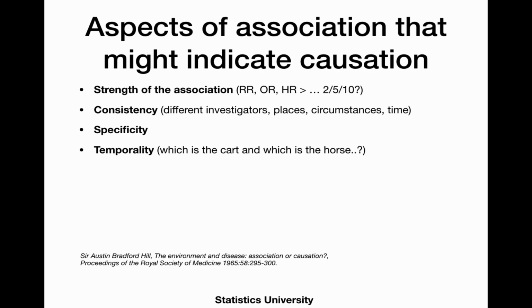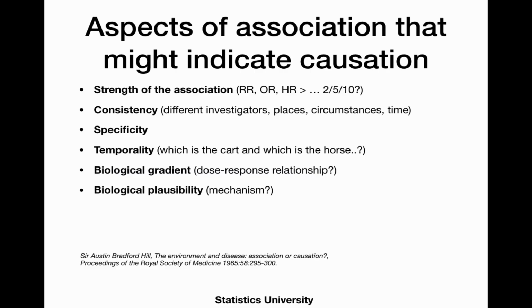So you might want to ask yourself which is the cart and which is the horse. This is not always very clear, but if there is a clear temporal association where a relationship in the reverse direction would not make sense, then that also points towards a causal relationship. A biological gradient, such as a dose-response relationship, is another important aspect that might point towards a cause and effect relationship.